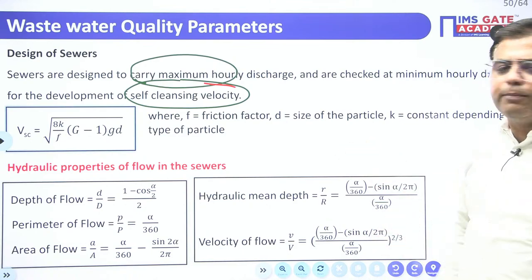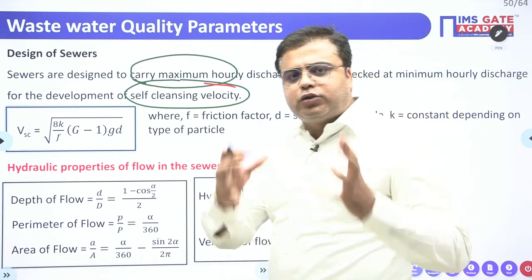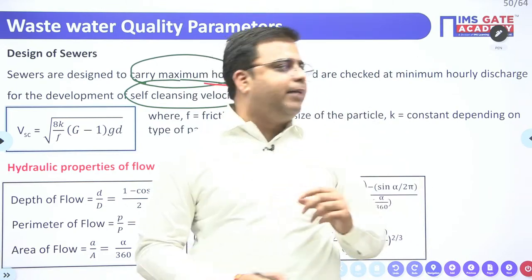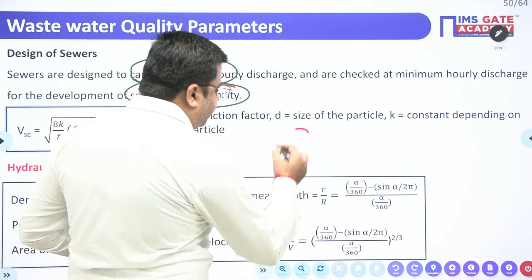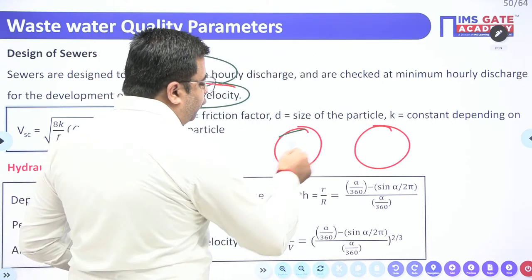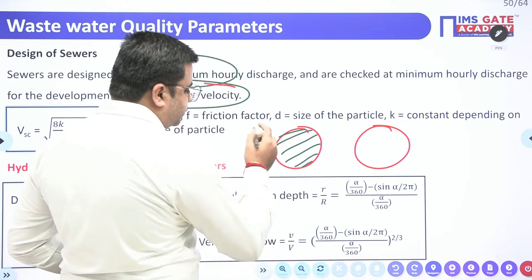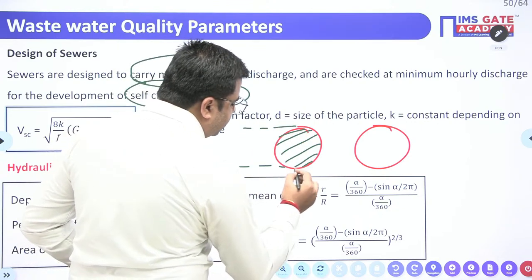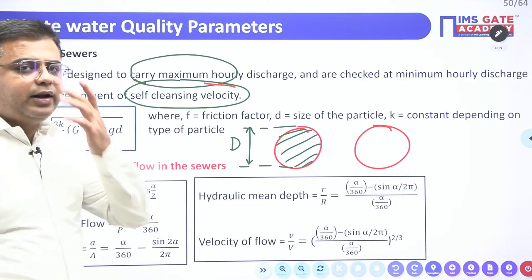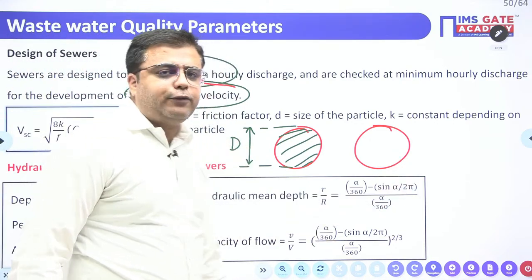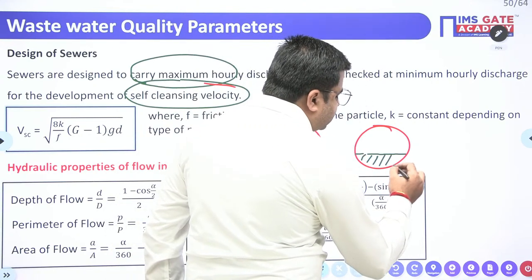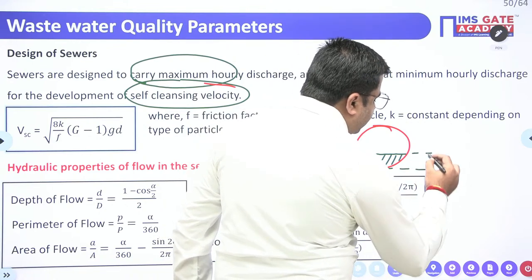Next, talking about the hydraulic properties of flow, consider two identical sewers. In one of the sewers the depth of flow is complete through the entire diameter. These are two identical sewers. For the first sewer, the depth of flow is through this entire depth D, capital D, where capital D is the diameter of the sewer. Through this entire depth D the water is flowing, and in the next sewer the depth of flow is less. So the depth of flow for the second sewer is small d.